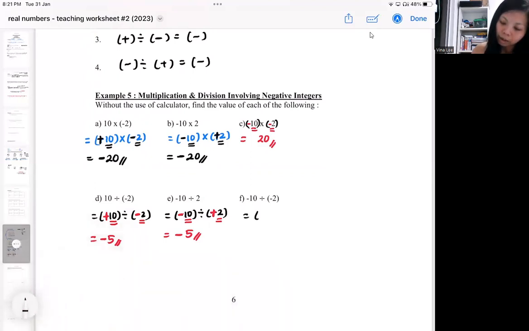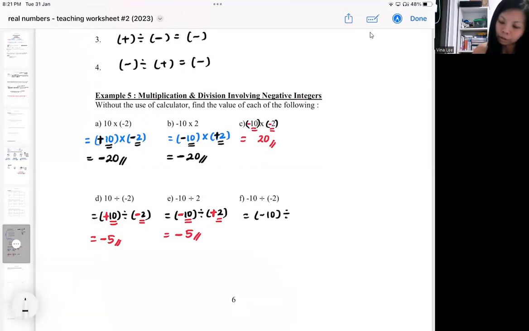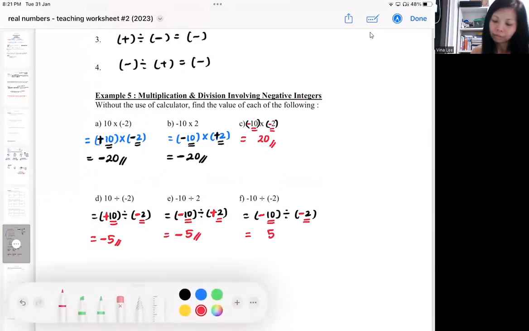The next one has both negative. That is the one that I mentioned. When the negative guy and negative guy meet each other, they become positive. 10 divided by 2 is a 5. You don't present your answer as a plus 5. You present it as just 5.